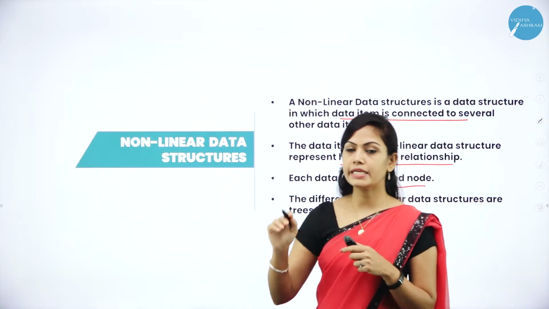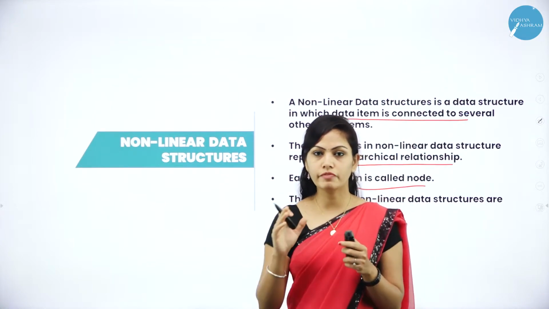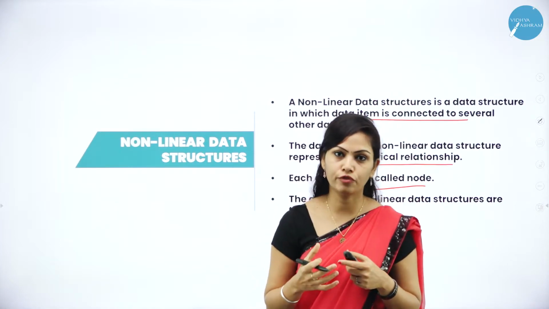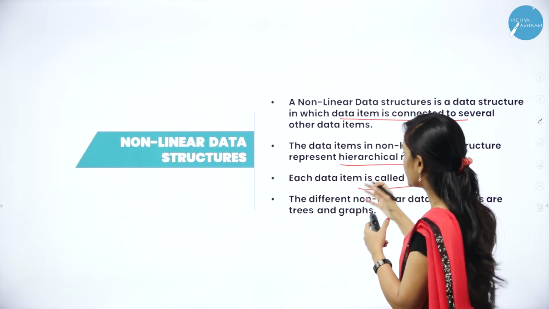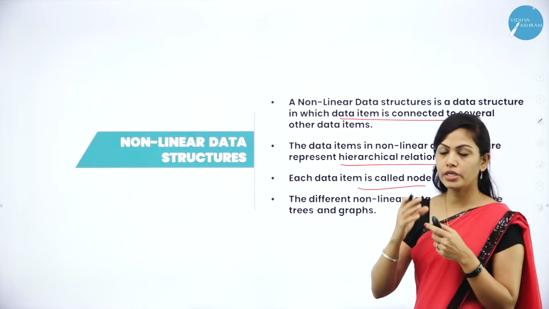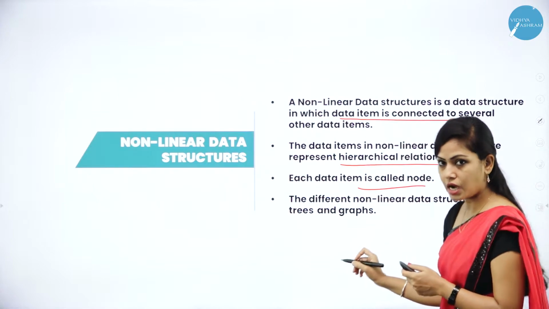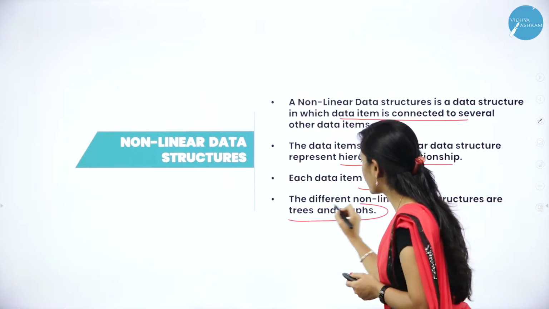In a nonlinear data structure, every data item is called a node. A node is something that stores information. So each data item in a nonlinear data structure is called a node. And the different nonlinear data structures are trees and graphs.